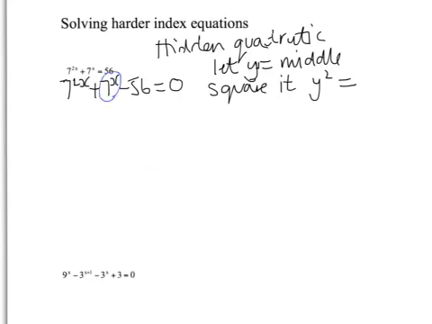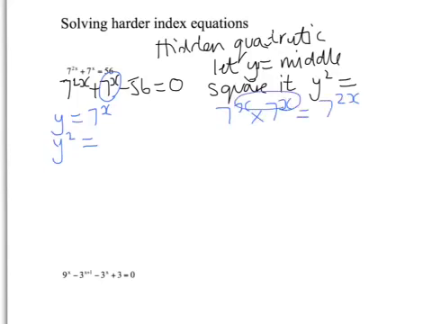So let me show you what happens. First of all, the middle is y, so y equals 7 to the x. Then we're going to square it, which gives us y squared equals 7 to the x times 7 to the x, which is 7 to the 2x. We add the powers together, not 49 or anything like that. So we're going to get 7 to the 2x, and then we're going to rewrite this whole equation using our y's. So instead of 7 to the 2x, we've got y squared. Instead of 7 to the x, we've got plus y, and then we've got minus 56.